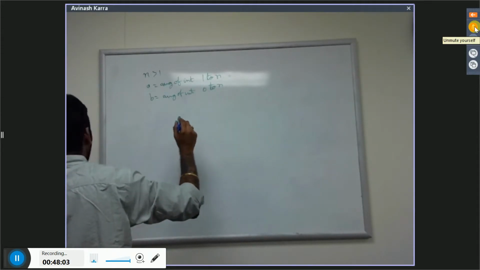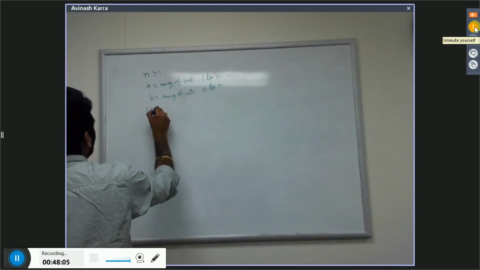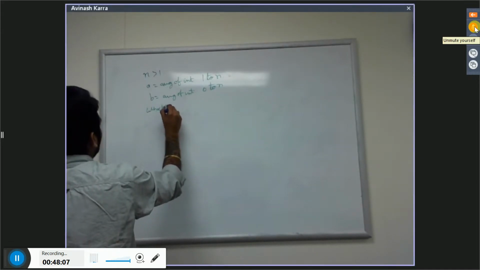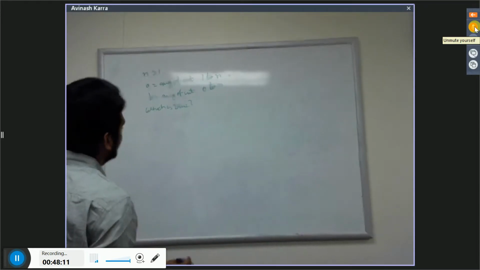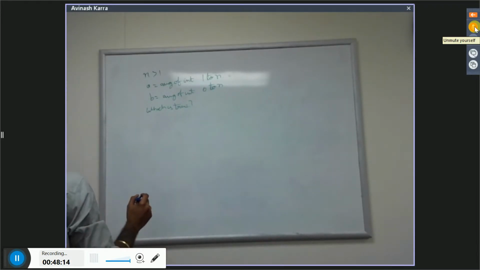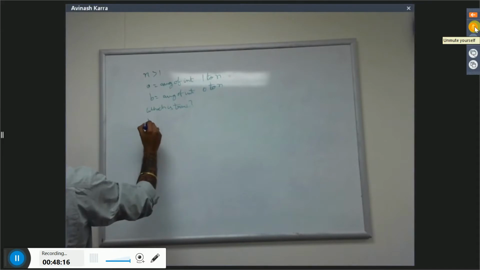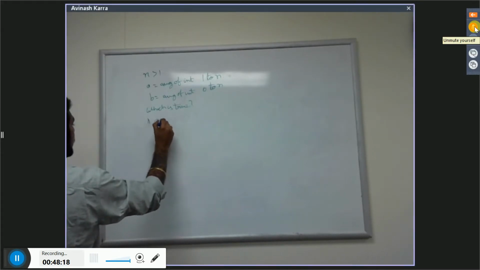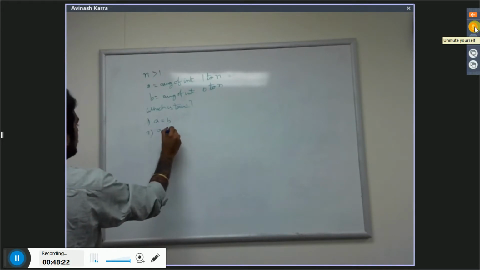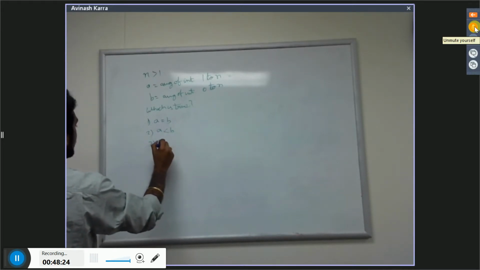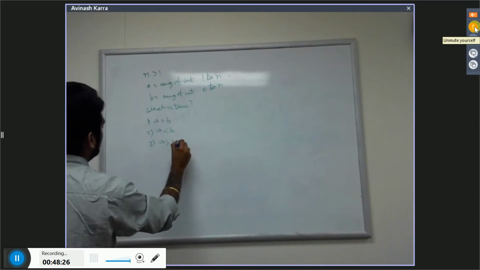Which of the following could be true? Let me write it as a shortcut. My handwriting is bad, please bear with me. 1. A is equal to B. 2. A is less than B. 3. A is greater than B.